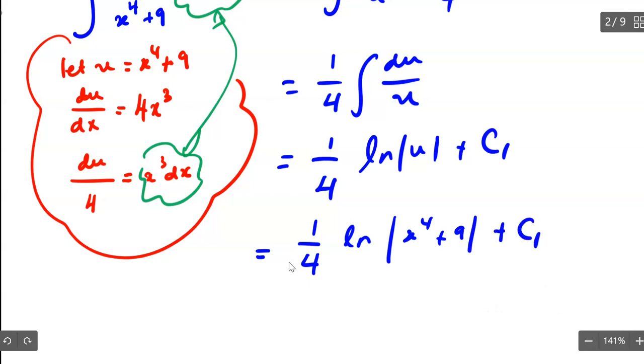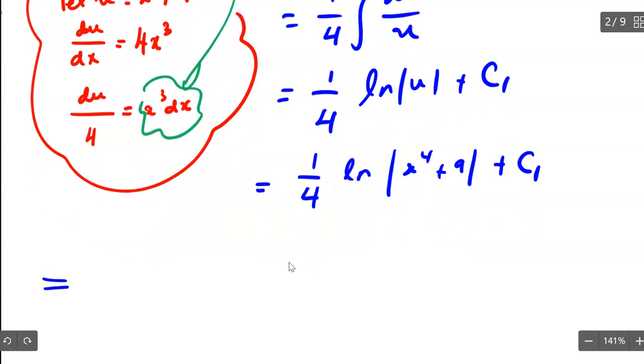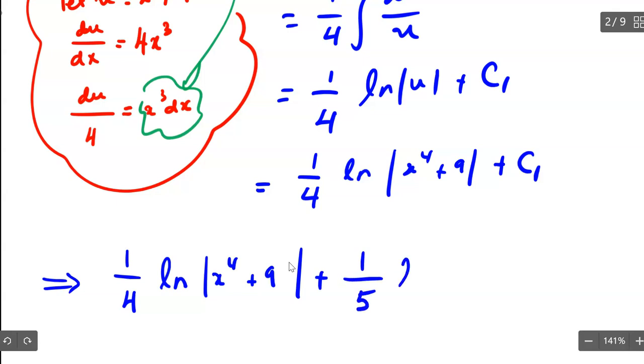Okay, so now let's put them together. Therefore the solution of the differential equation is 1 over 4 ln of x to the 4 plus 9, plus 1 over 5 ln of the absolute value of y, equal to c as the final answer.